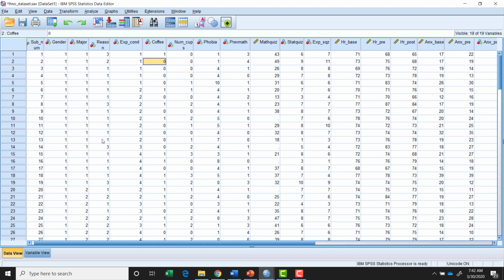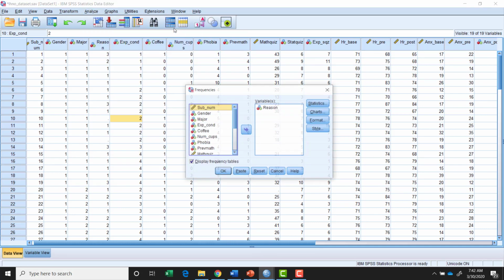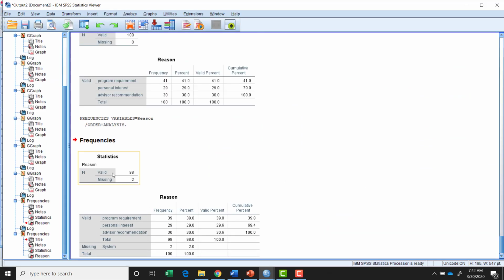Let's go to reason and remove a couple of these and make them missing. Then let's do Analyze, Descriptive Statistics, Frequencies, same as before. You'll now see that we have 98 valid and 2 missing. So that is a one-way frequency table.